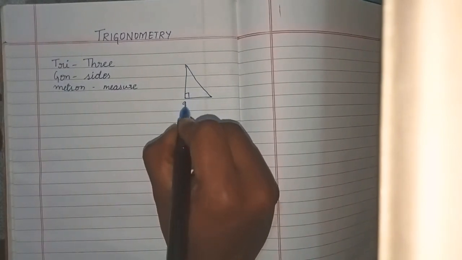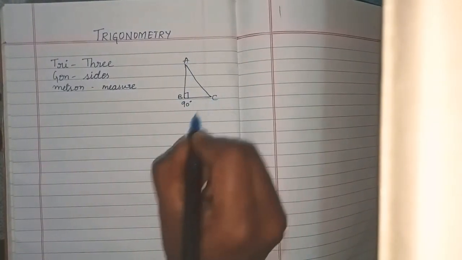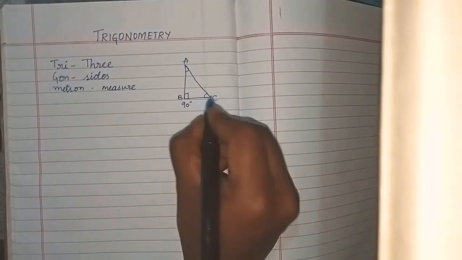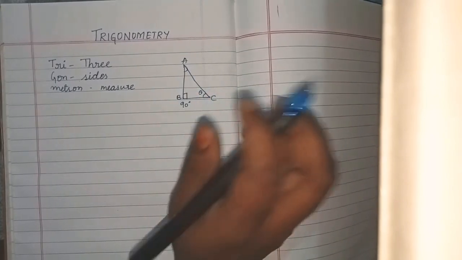One of the angles will be 90 degrees. I guess everyone will be aware of this. Okay. One of it is 90. Then what about A and C called? Those are acute angles. Let me name it as theta. Either I can take theta here or here.